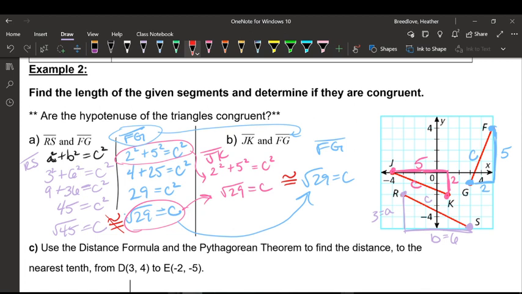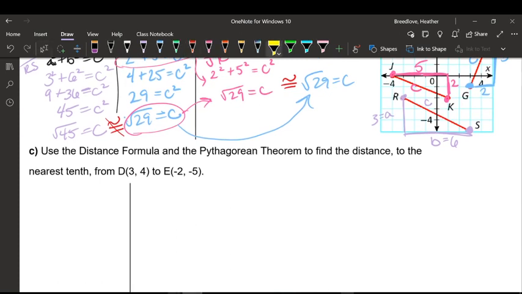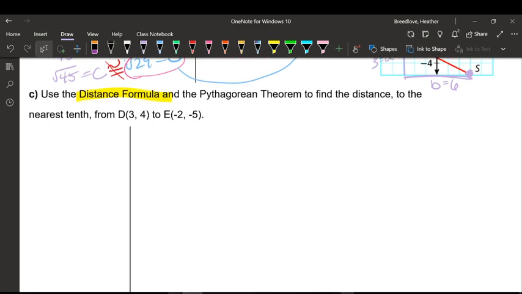Okay, and then there's one more that is to use the distance formula and Pythagorean theorem to find the distance to the nearest tenth. Hey, you're fine. Thank you, ma'am. All right, so those we just did all those with Pythagorean theorem. So we do need to do one at least with the distance formula. So we're going to do it both ways. All right, I'm going to do the Pythagorean first, the way we just did it.